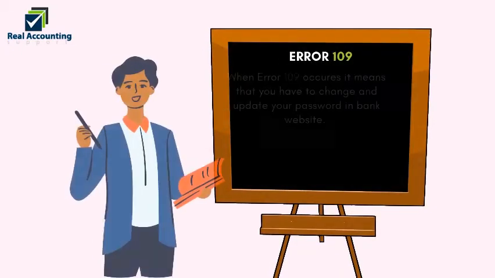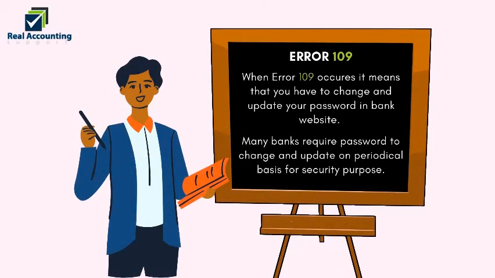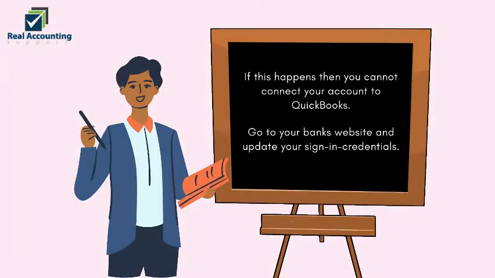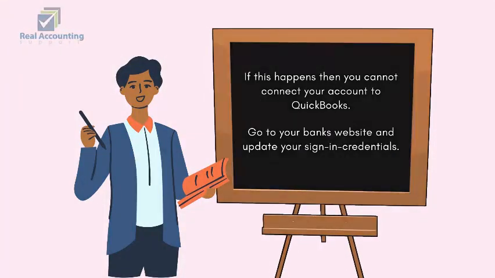Error 109. When error 109 occurs, it means that you have to change and update your password in the bank website. Many banks require passwords to be changed and updated on a periodical basis for security purposes. If this happens, then you cannot connect your account to QuickBooks. Go to your bank website and update your sign-in credentials.